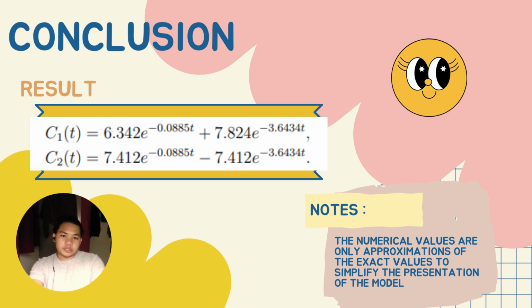Okay, for the conclusion, the result presented above is the solution that we get from the computational and manual solution. We must note that the numerical values are only approximations of the exact values to simplify the presentation of the model.